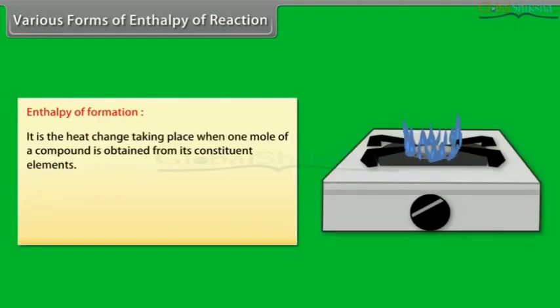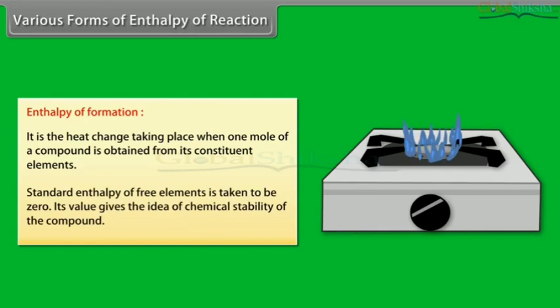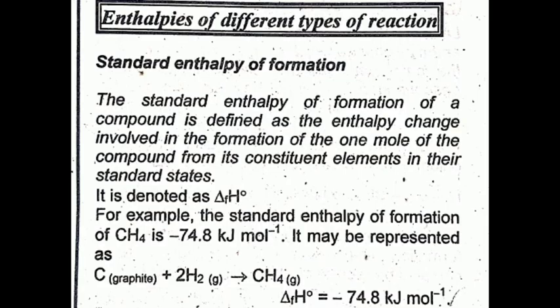Next, enthalpies of different types of reactions. First one, standard enthalpy of formation. The standard enthalpy of formation of a compound is defined as the enthalpy change involved in the formation of 1 mole of the compound from its constituent elements in their standard state. It is denoted as delta H0F, F for formation. For example, the standard enthalpy of formation of CH4 methane is minus 74.8 kilojoule per mole.